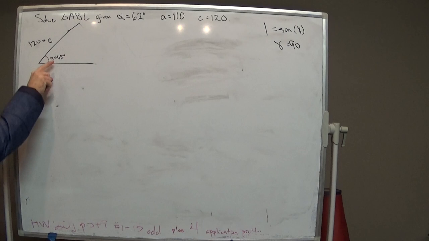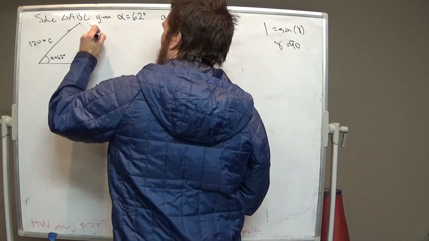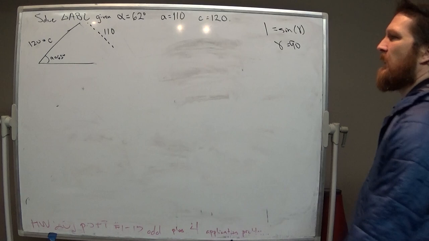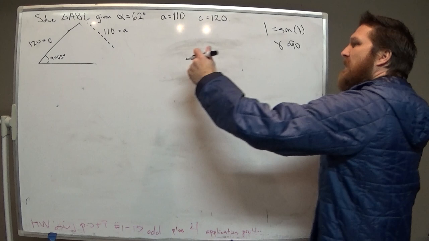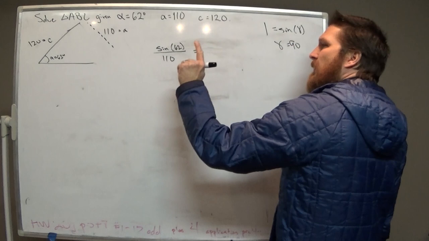So I'm thinking this is either a right triangle or it's one of those that's going to touch in two places. I don't know, but just what I like to do, I'm going to draw a little dotted line and say that's 110. And that is A. Okay, so let's set it up. Sine 62, same thing, right? Just law of sines. All of this is law of sines. Sine 62 is to 110 as, now, so watch how I'm going to do this. What angle is this again?